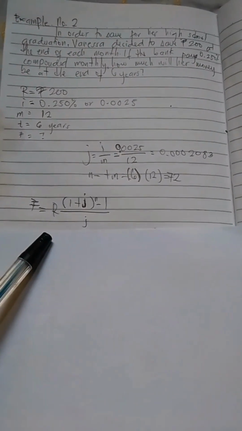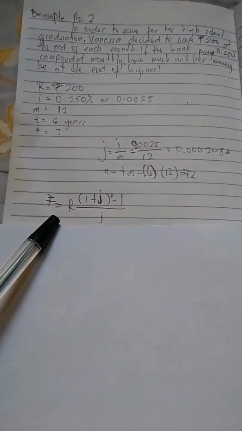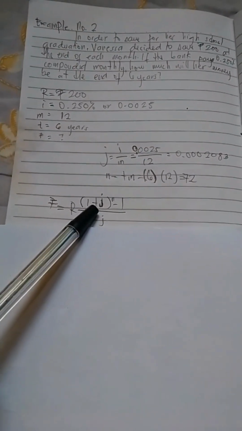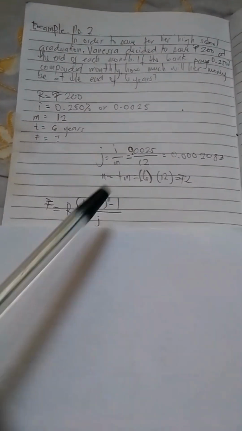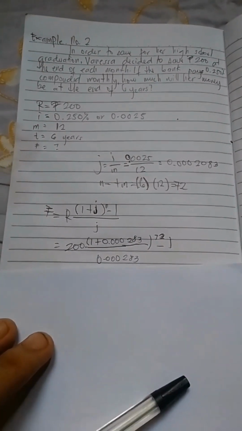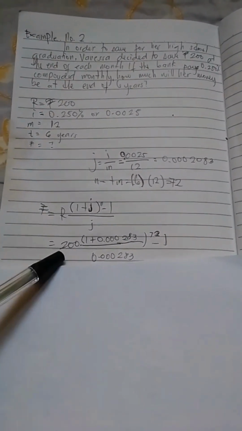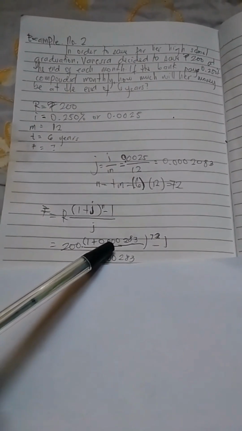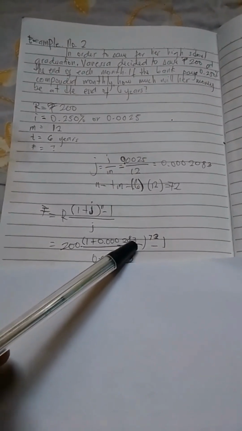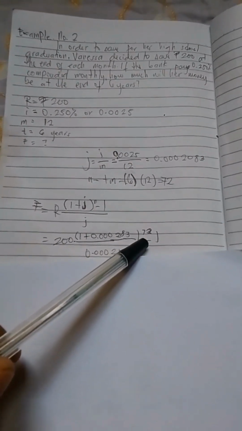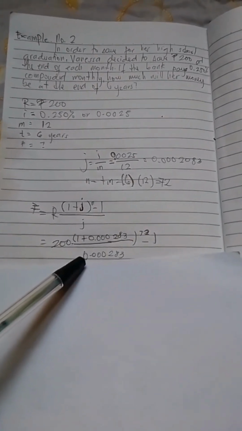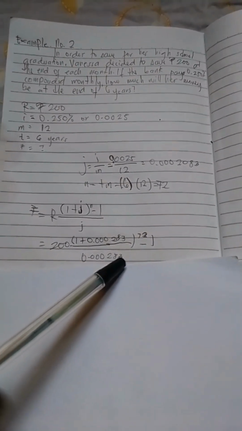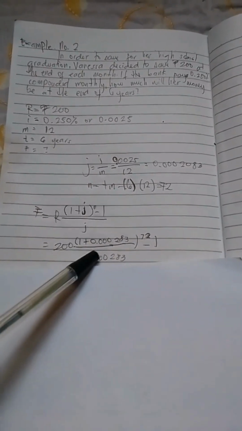So now, let us find the future value. For finding the future value, this is the formula: F is equal to R times 1 plus j raised to n minus 1 over j. So, R is equal to 200 times 1 plus 0.000283 raised to 72, minus 1, over 0.000283. So let's compute the whole.